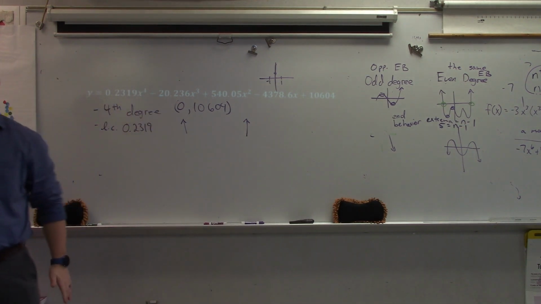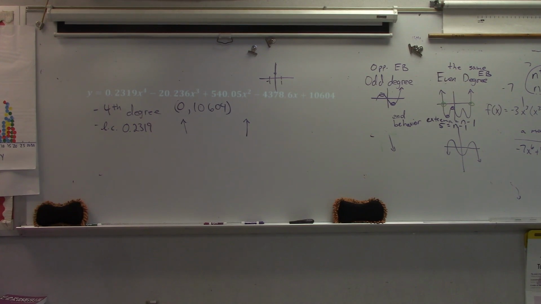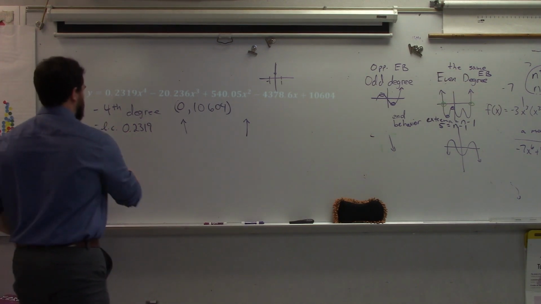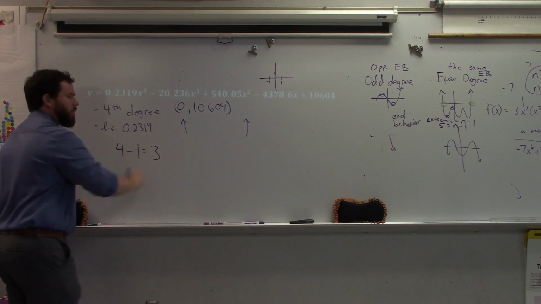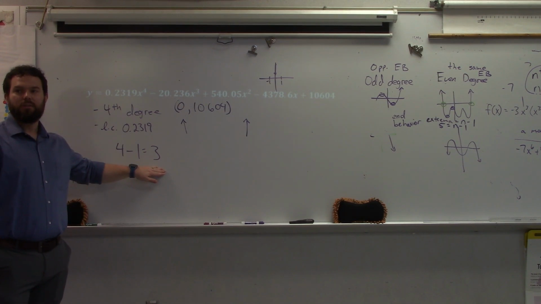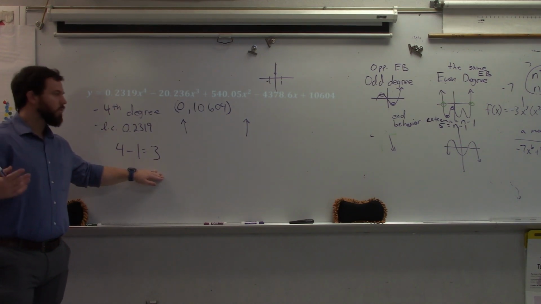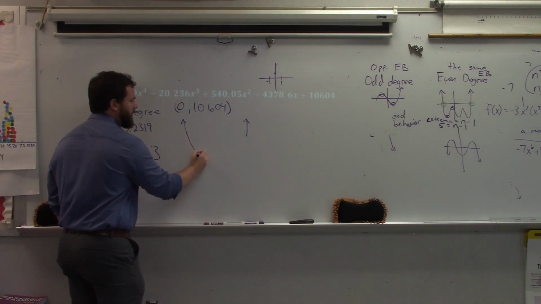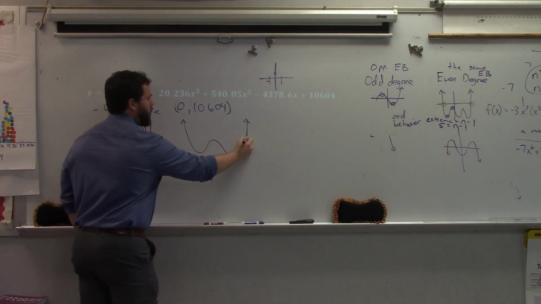Come on, what else have we learned? Why did I do 4 minus 1 equals 3? The number of extrema, right? The maximum number is 3. Remember, n minus 1 is the maximum number of extrema, right? And so that is the maximum. It could be 3 or it could be 1. So more than likely it's going to be something like this, go back in, go back out.